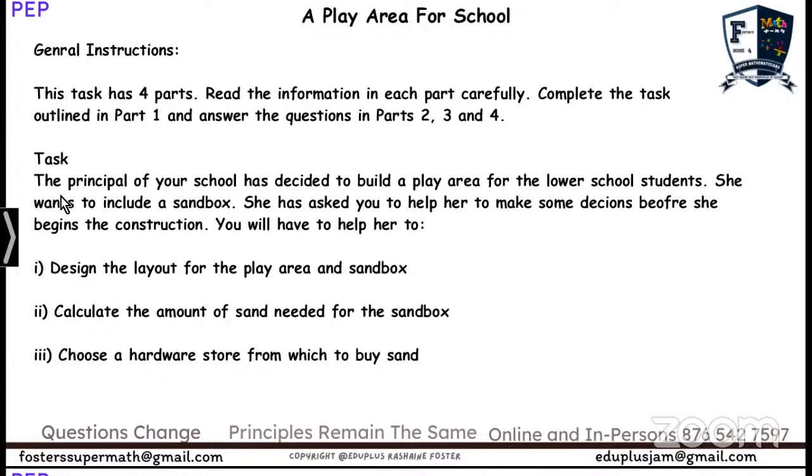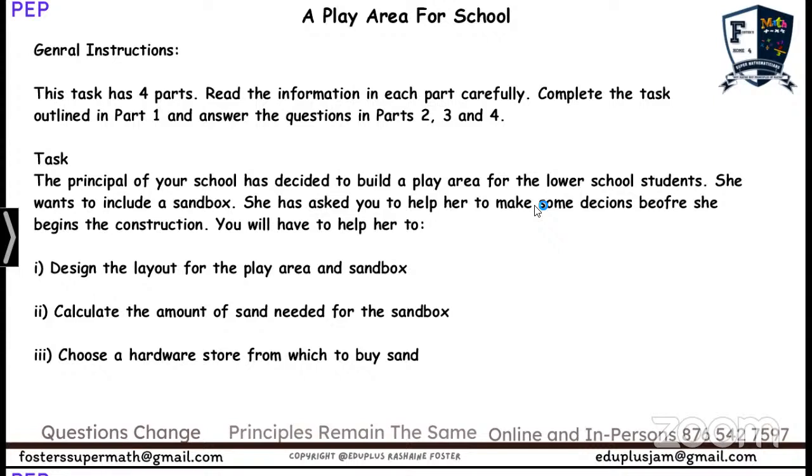So let's go here now. What does it say? What's the task? The task says the principal of your school has decided to build a play area for the lower school students. She wants to include a sandbox. She has asked you to help her make some decisions before she begins the construction. Part 1, design the layout for the play area and sandbox. Part 2, calculate the amount of sand needed for the sandbox. Part 3, choose a hardware store from which to buy sand.